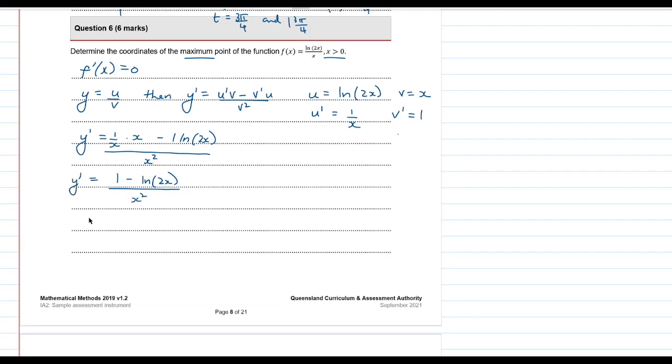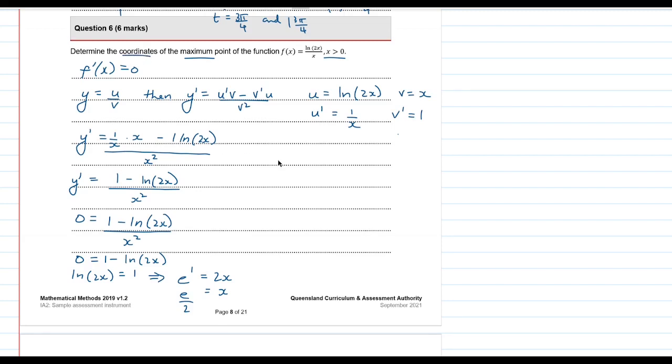And we know that this equals 0 when it's a stationary point, so at the maximum point. Multiplying both sides by x squared, we have 0 equals 1 minus ln 2x. Moving ln 2x to the other side gives us this. We can rewrite this now as e to the 1 equals 2x. So x is going to be e divided by 2 at the maximum point.